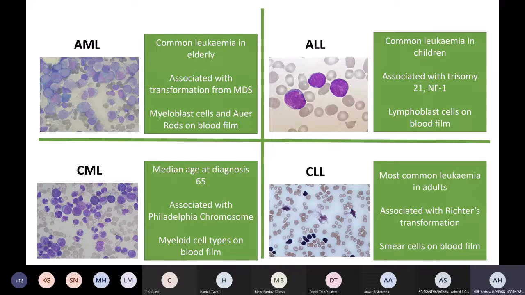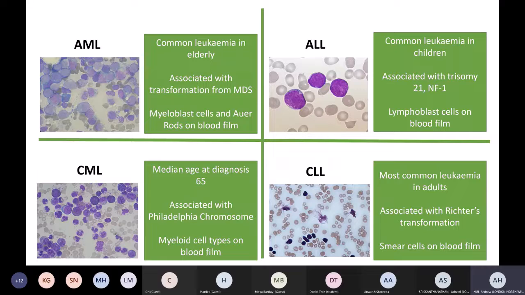So just quickly talking about the other types, CML, its median age of diagnosis is about 65. So it's straddling the general adult and elderly. The SBAs love talking about the Philadelphia chromosome, which might be called the translocation between chromosome 9 and 22. They may also talk about the protein it produces. It's a fusion protein called BCR-ABL. So if you see that, you're probably thinking CML.